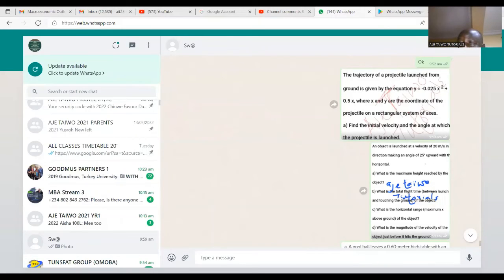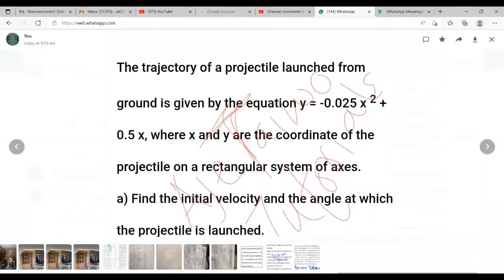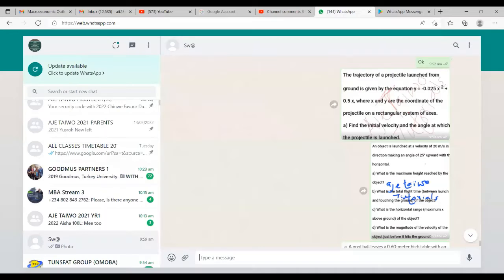Can you see my screen? Yes. Can you see it? Yes.